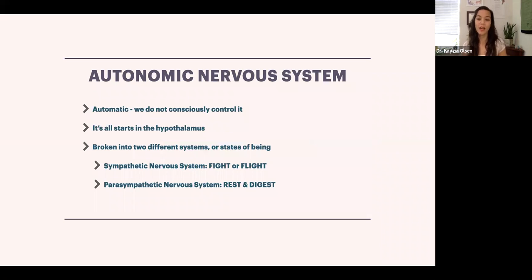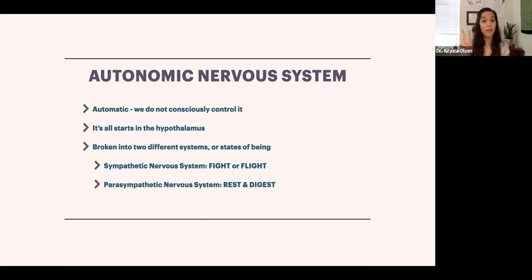So first we have the autonomic nervous system. The autonomic nervous system is the way your body kind of controls everything in your system. And it's automatic. We don't consciously control it. And it actually all starts in the hypothalamus, which is in the brain.